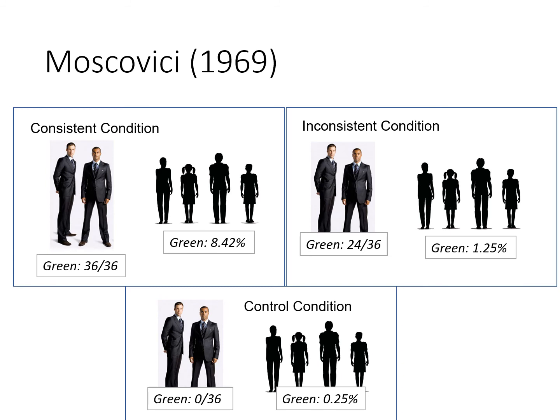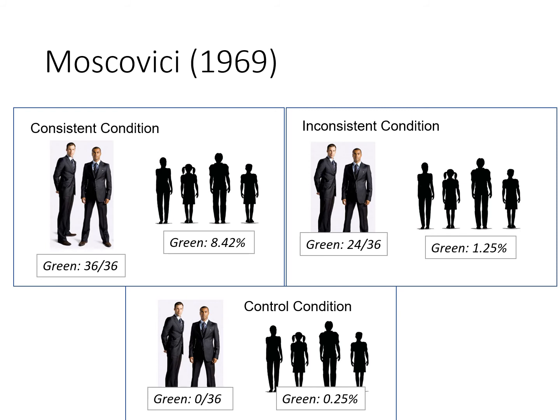Moscovici had three conditions, and within these three conditions he had two confederates, so that they knew the aim of the study, they were working with Moscovici, and he had four naive participants. So in the consistent condition, the two confederates, when shown a picture of a blue square, so they were all in the same room, they also saw these blue slides, the confederates said that the blue square was green 36 out of 36 times. And this caused the majority to say green 8.42% of the time.